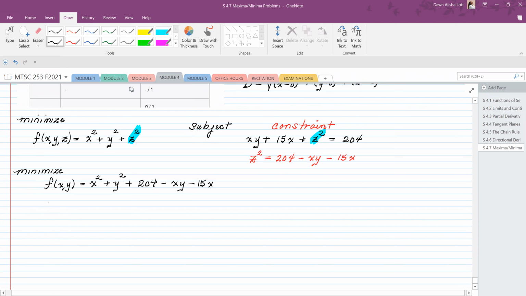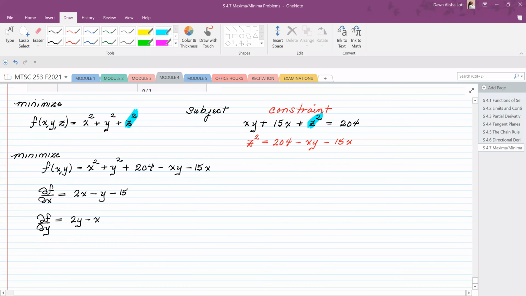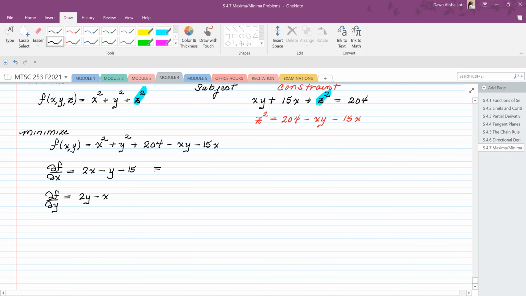All right, so therefore, I'm going to now find the partial of f with respect to x and the partial of f with respect to y. So what do you get? What's the partial of f with respect to x? 2x minus y minus 15. And then the y one is 2y minus x. Okay. So therefore, they both have to be set equal to 0.